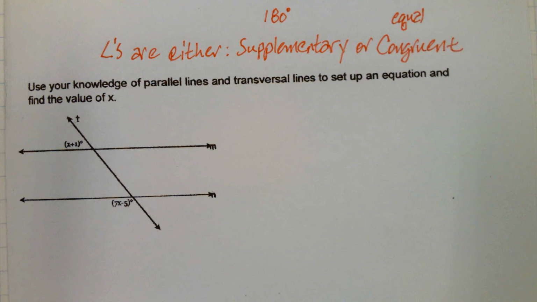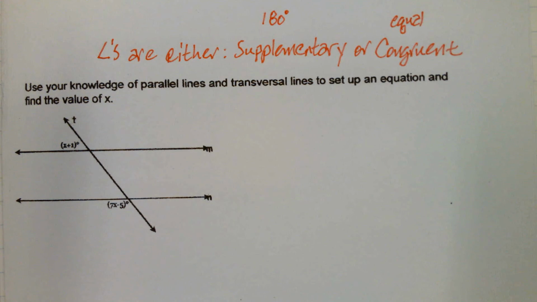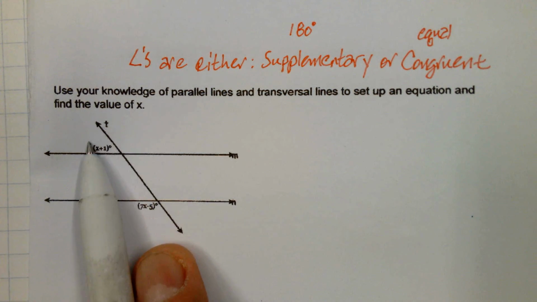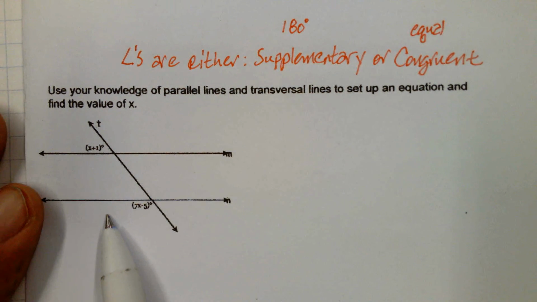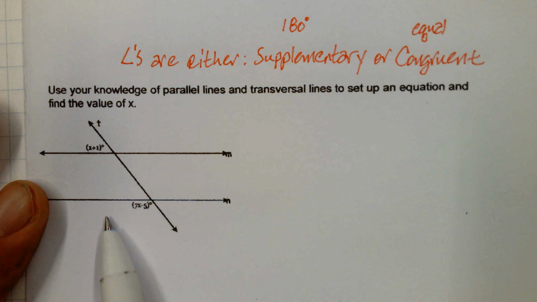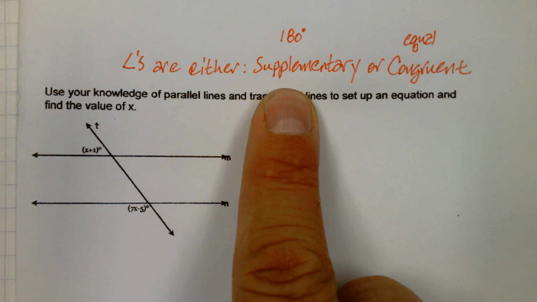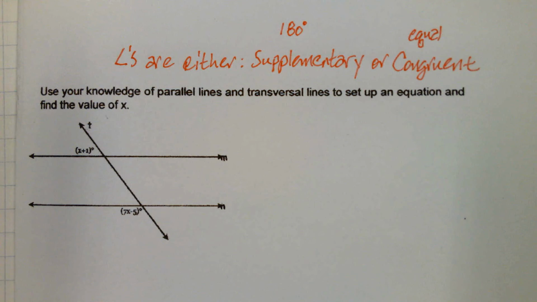It says, use your knowledge of parallel lines and transversals to set up an equation and find the value of x. Not only are we going to find the value of x, we're going to find the actual measurement of that angle. Okay, so here we go. Take a look here. Look at the two angles. I got this one, it's acute, and this one that they also want me to use, that's obtuse. Does this set up a supplementary situation where they add up to 180, or does it set up a congruent situation where they're equal to each other? What do you think?